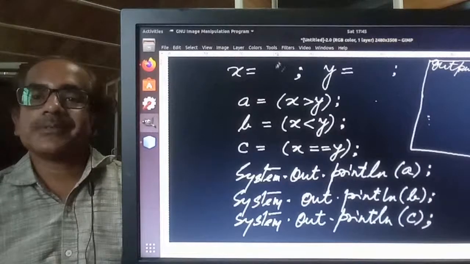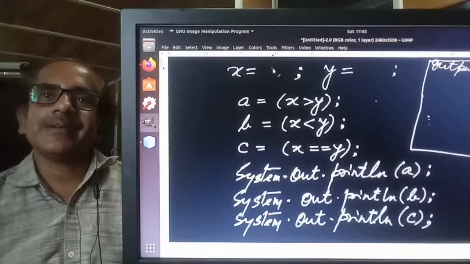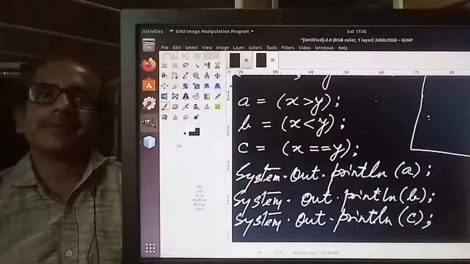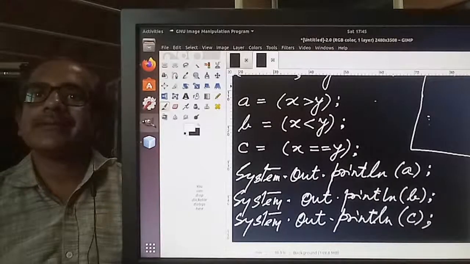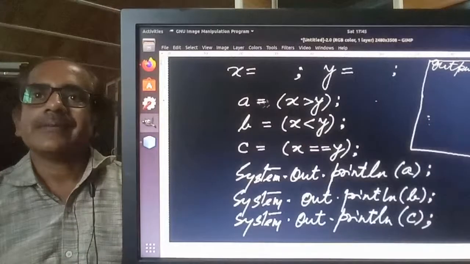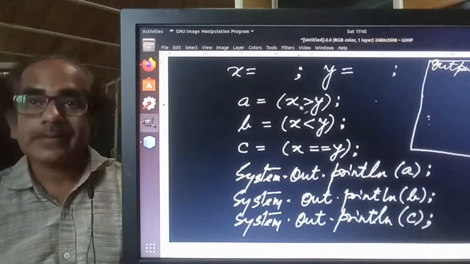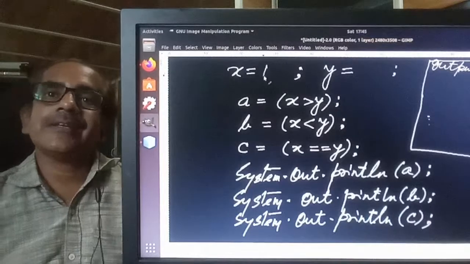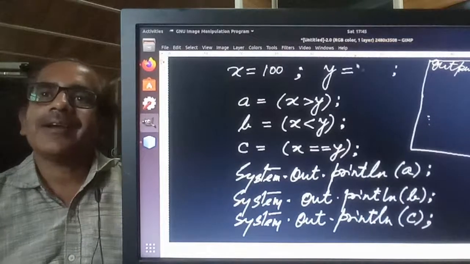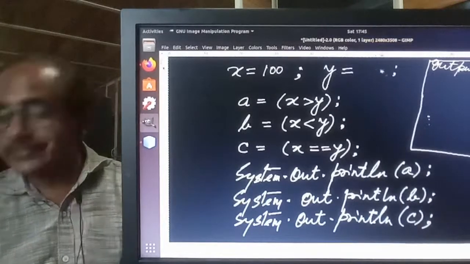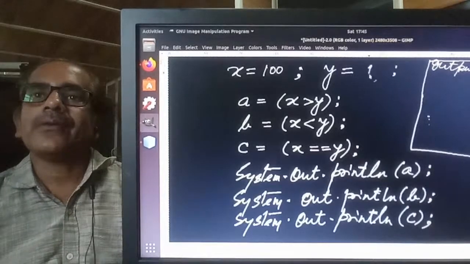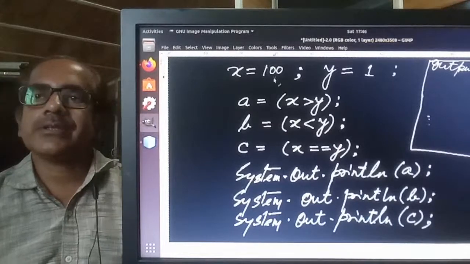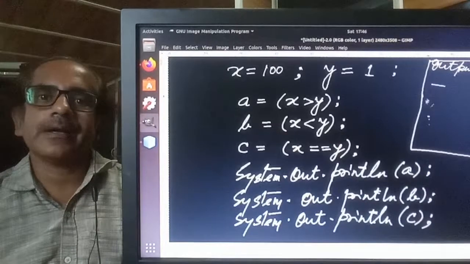Suppose for this you are writing, my color has changed. Oh, okay. Yes. For x you are taking 100 and y you are taking 1. Oh okay, I could not see this.